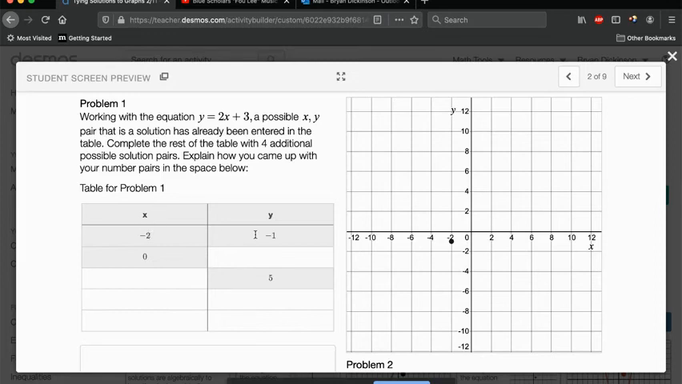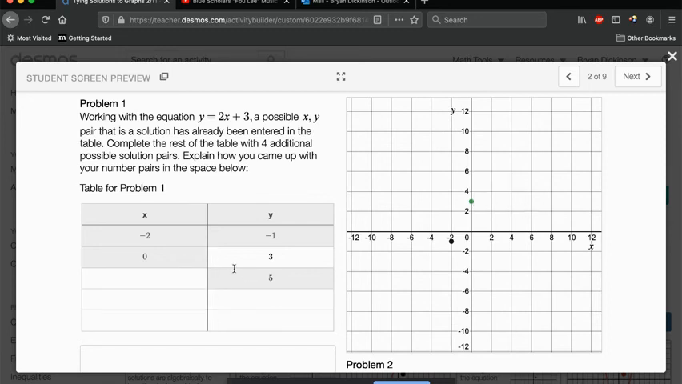Notice how -2, -1 has been graphed already. So if you look at the graph, you're going to see that. Now, if x is 0, y equals 2 times 0 would be 0 plus 3 would be 3. And so I'm betting right here the y value would be 3. And notice how it automatically throws the next point on your graph.